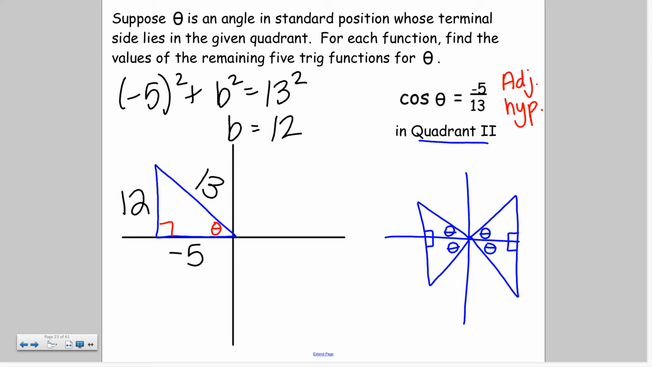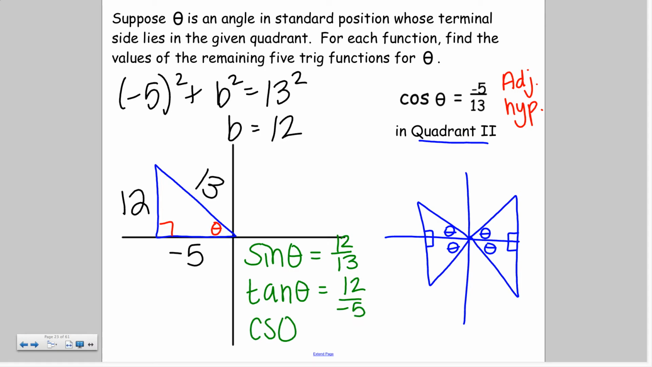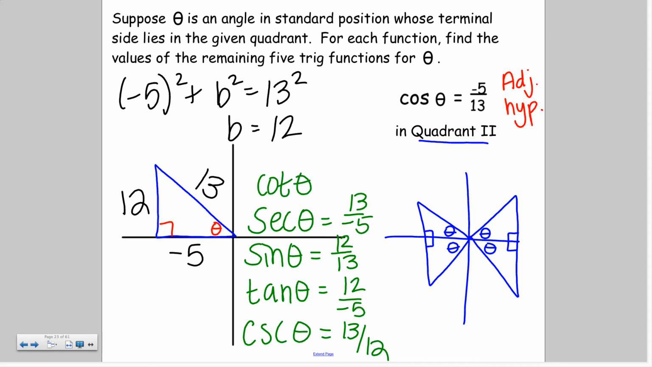So we've got cosine. We need sine, which is opposite over hypotenuse. Then tangent, which is opposite over adjacent. Now we're going to flip them over. So cosecant is 13 over 12. I still have to find the secant, because I have 5 more. So the secant is 13 over -5, and the cotangent is -5 over 12.